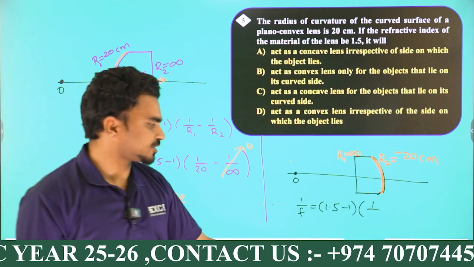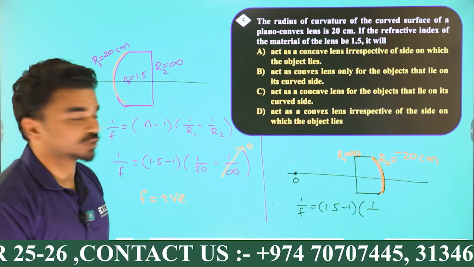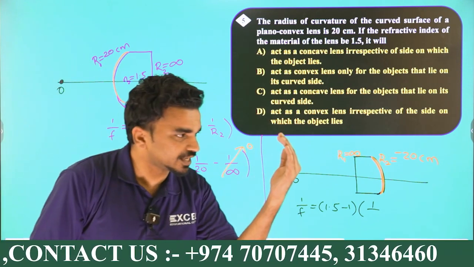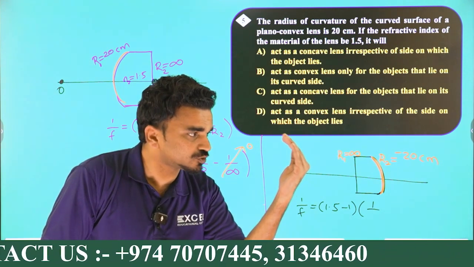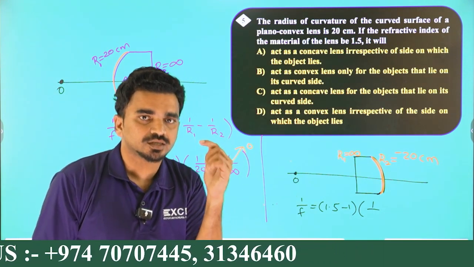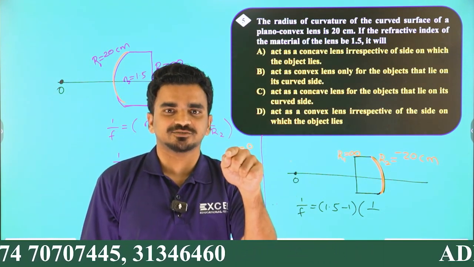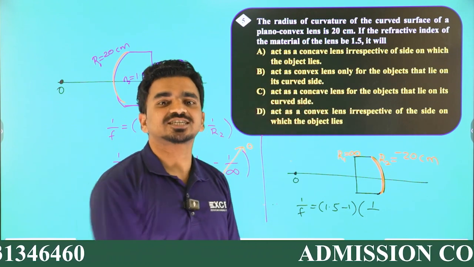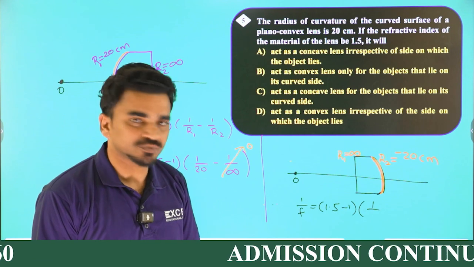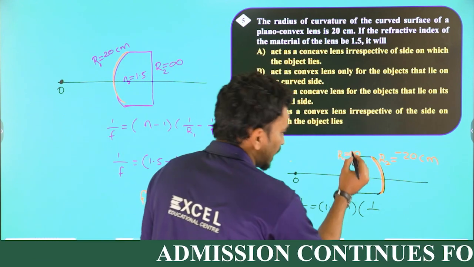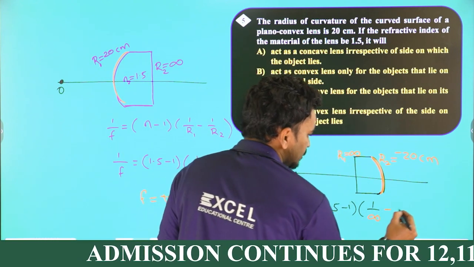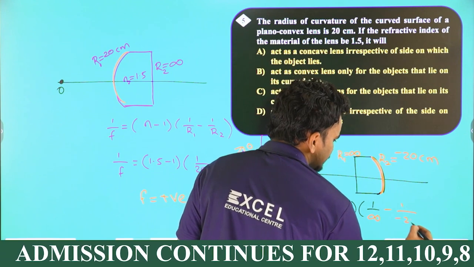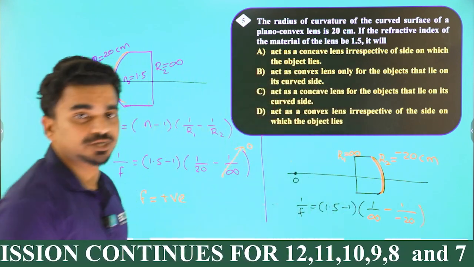So in short, if the curve is facing towards the left side, then substitute the radius as negative. If the curve is facing to the right side, substitute the radius as positive. That's the idea, okay? So therefore here, R1 is no doubt infinity, and R2 is negative 20.